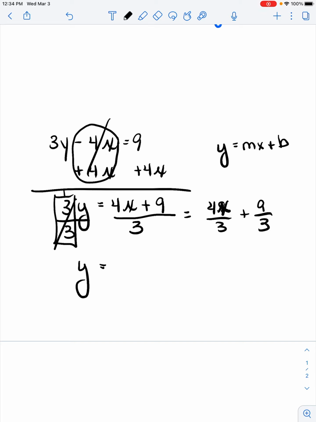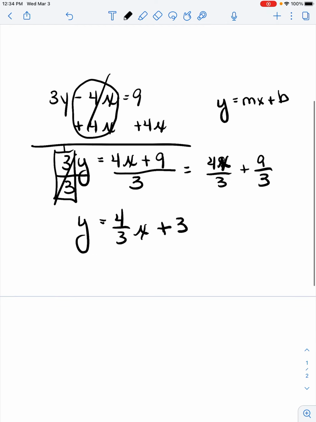Okay, so now, what is this? 4x divided by 3 is merely 4/3 x plus, what is 9 divided by 3? 9 divided by 3 is 3. And so now we have slope-intercept. Y equals 4/3 x plus 3.